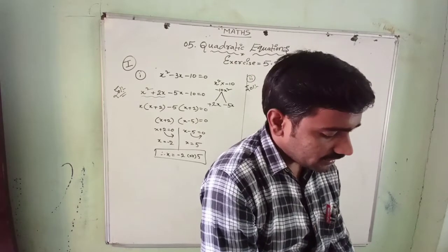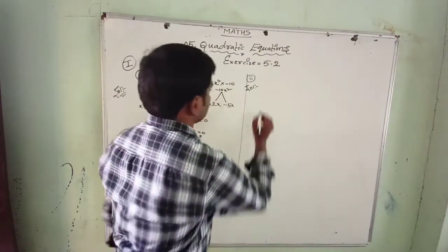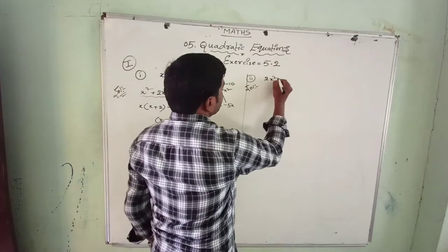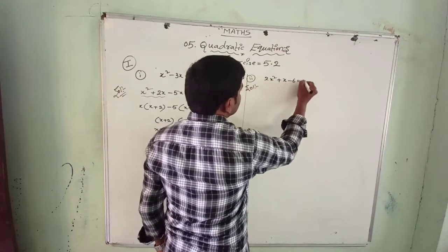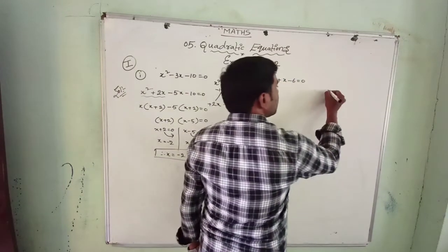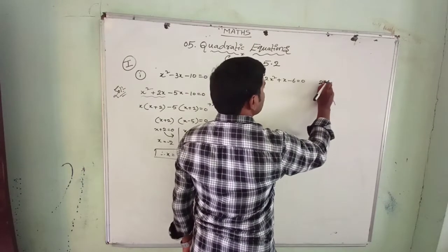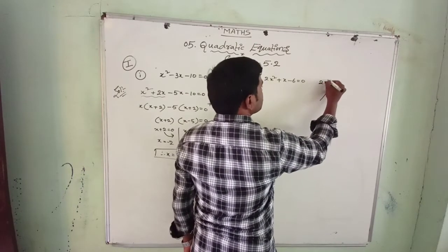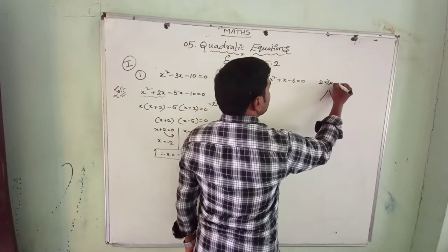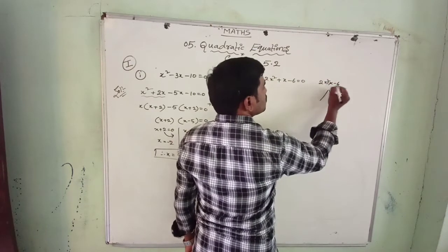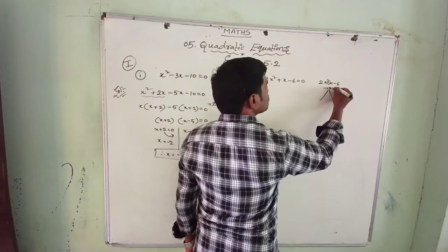2x² + x − 6 = 0. Okay, let us multiply the first and last terms: 2x² into −6. 2 into −6 is −12x².